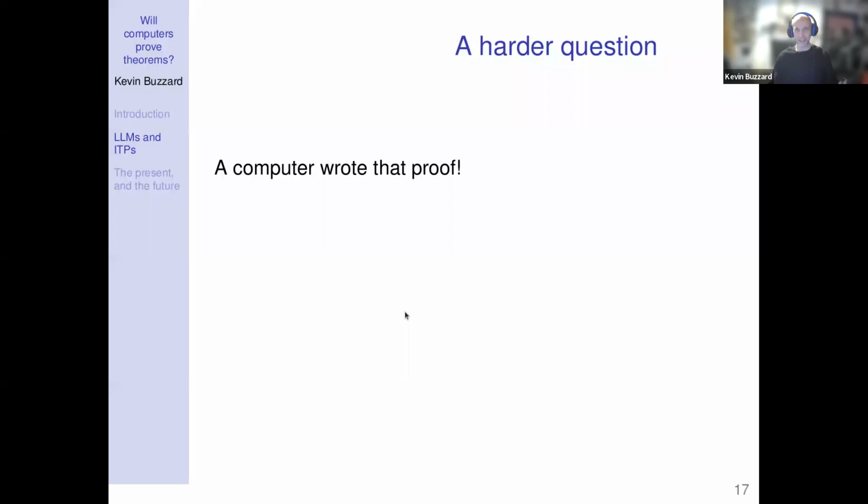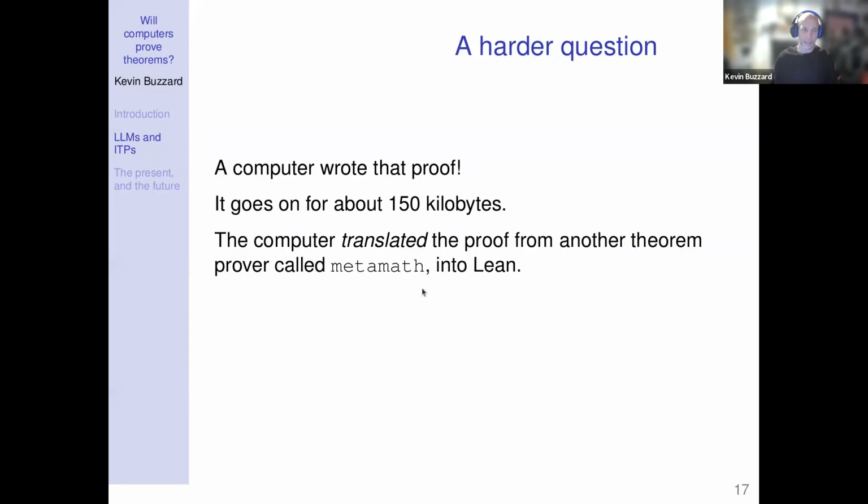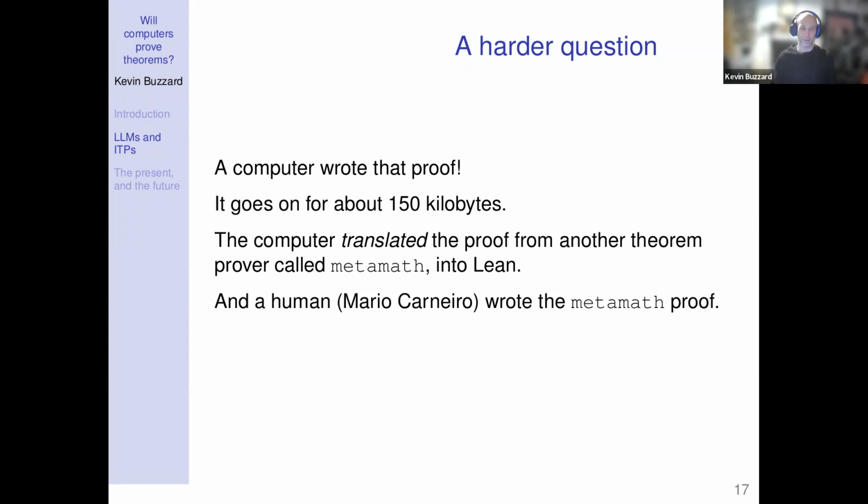So you kind of think, oh, this is great. Computers can prove that there's infinitely many prime numbers that end in 7. But unfortunately, this gigantic, completely incomprehensible proof of Dirichlet's theorem was written by a computer in some sense, but the computer actually translated the proof, which was originally written in another interactive theorem prover called MetaMath. And the MetaMath proof was written by a human. So there was still a human at the end of it.